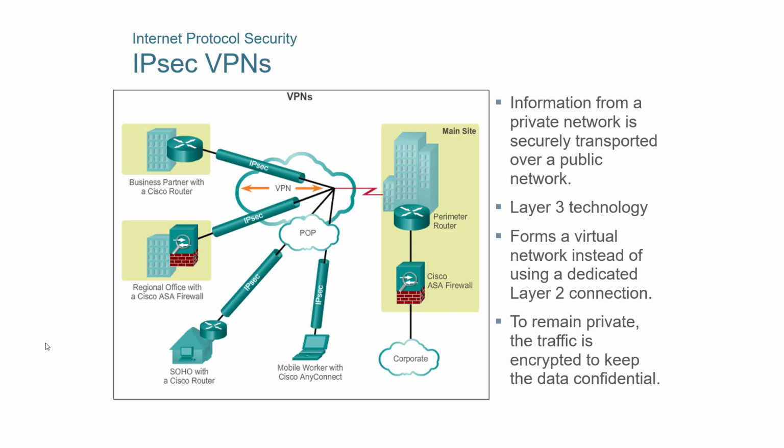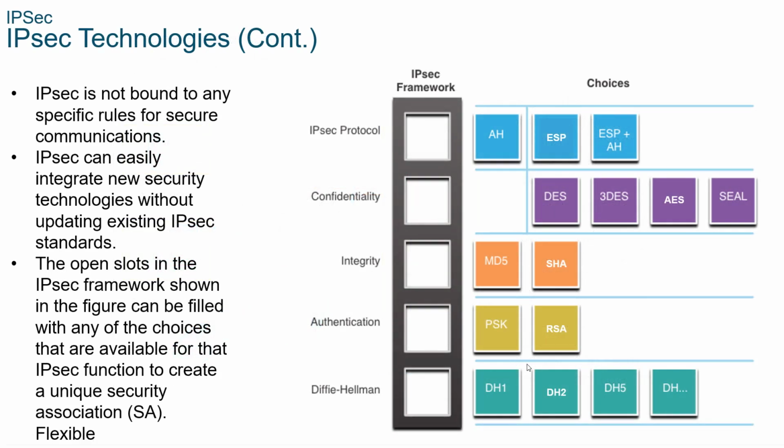So IPsec VPNs, remember, this is a layer 3 protocol, okay? It's layer 3 technology. Information from the private network is securely transported over a public network, so it's going through the cloud, right? We're not using any real layer 2 connections, so no PPP, we don't have to worry about that. And to remain private, the traffic gets encrypted. So let's just take a look at this. IPsec is not bound by any specific rules to secure communication. And what that's basically saying is this is what the framework of IPsec is.